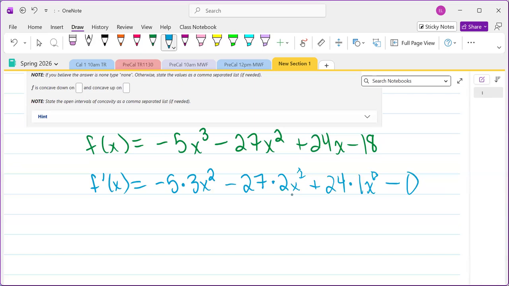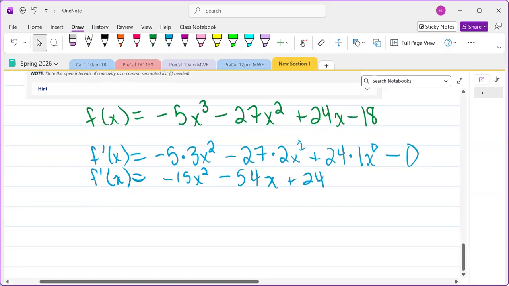If you've done a lot of derivatives the way you should have, if you've been doing your homework and extra practice, you may not have to write this step like this. I'm just doing this if you're still not as comfortable with your derivatives. Most people, once they're comfortable enough, will jump straight to -15x squared minus 27 times 2 is 54, x plus 24. That's totally normal if you're comfortable with your number crunching and derivatives, but there's nothing wrong with taking the extra line either.